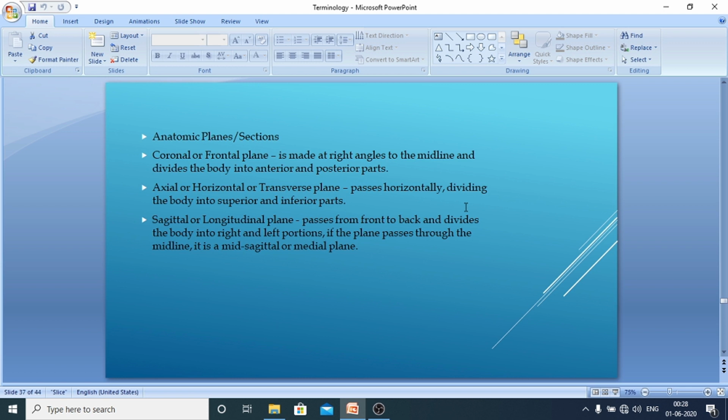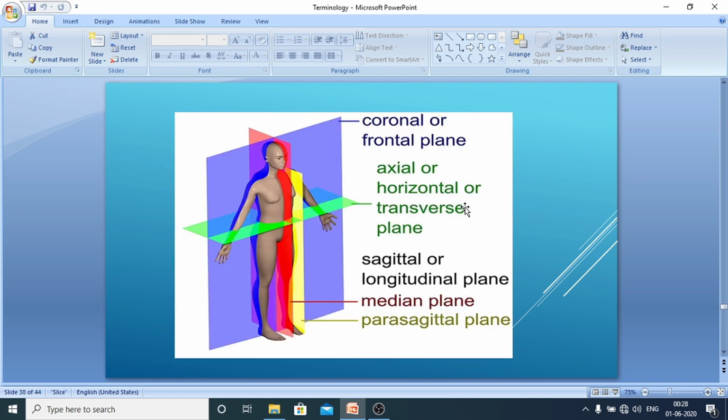Anatomic planes and sections. There are three different types of anatomic planes and sections. Those are the coronal or frontal plane, the axial or horizontal or transverse plane, and the sagittal or longitudinal plane. And here is the diagram to understand very clearly about the different planes.